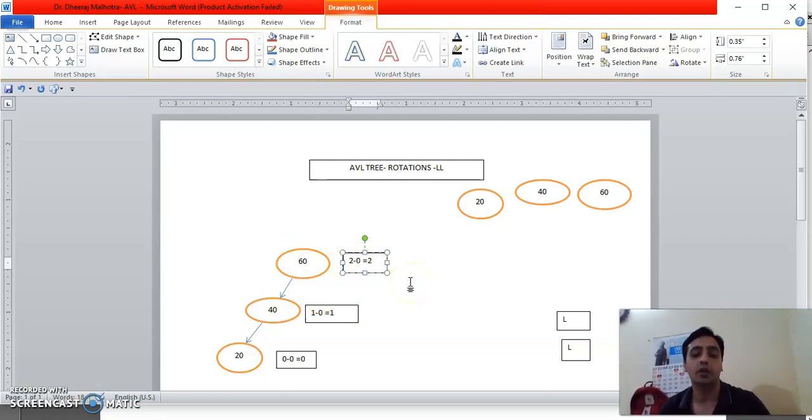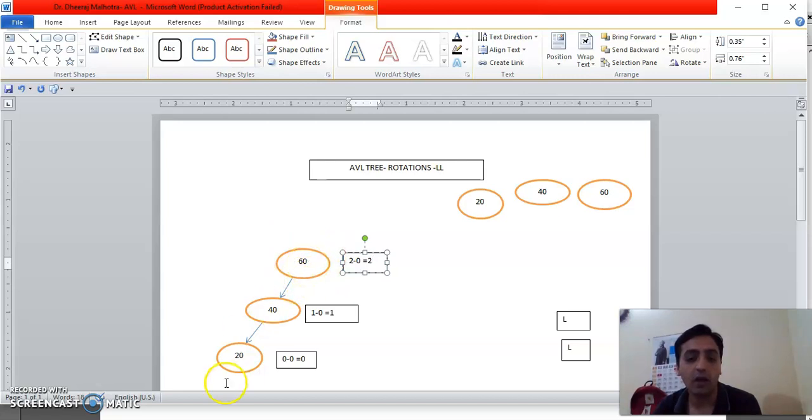This is not allowed, because as per the balance factor definition, the balance factor can lie only between +1 and -1. That's why we need to balance this. Now we need to determine which rotation we need to apply. So what is the critical node which is getting unbalanced? That is this one. The balance factor of this node is 2.